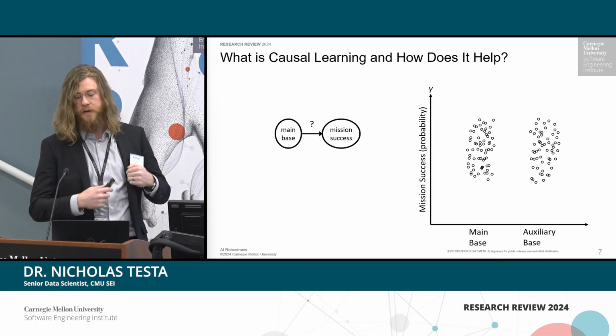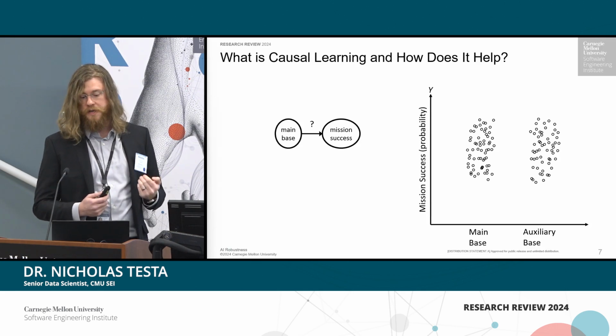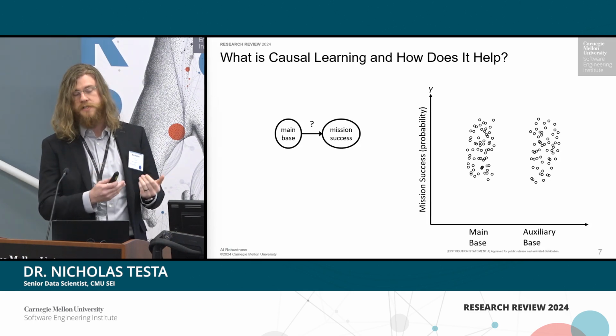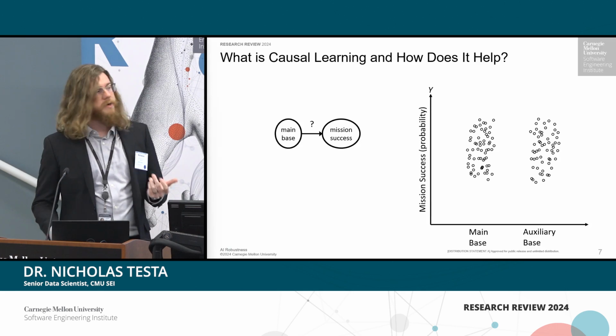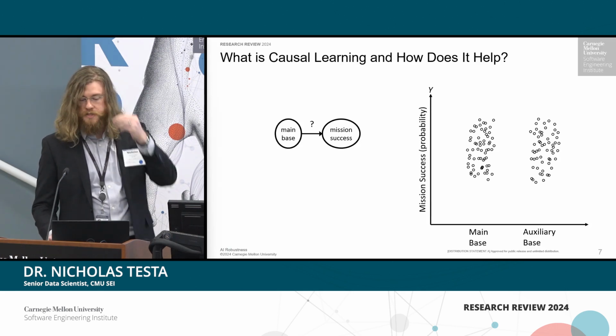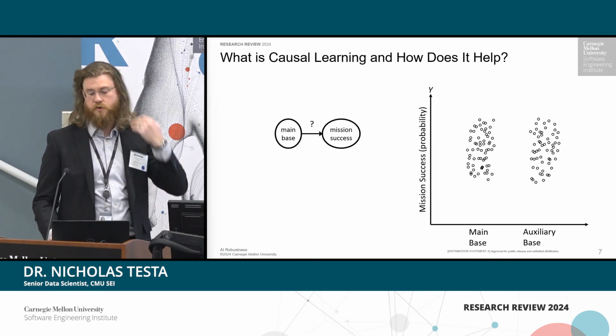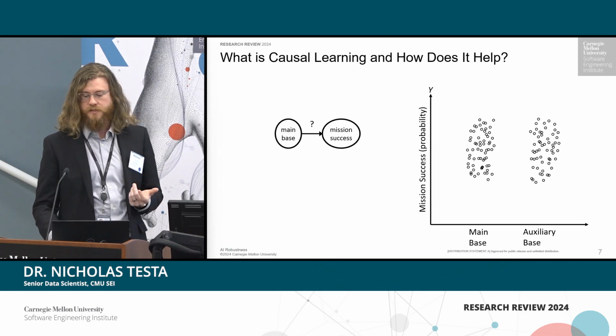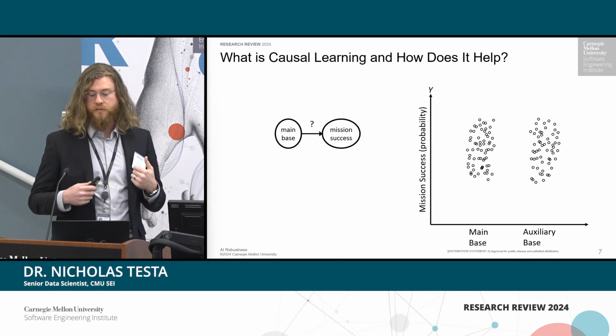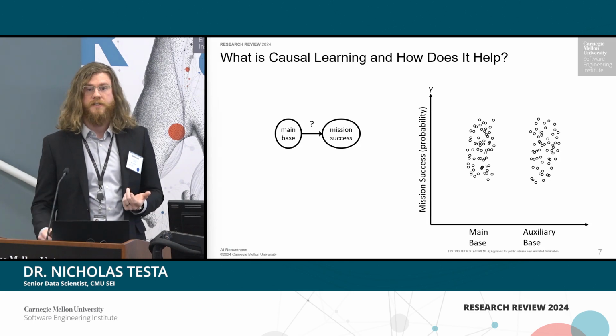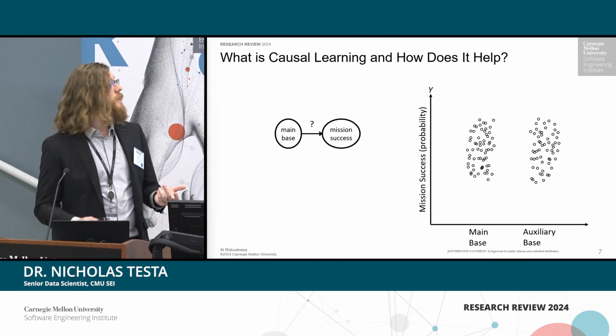So clearly, choice of main base, choice of which base to take off from, causes mission success to increase. But how do we test this formally? Until recently, there was no formal language or methodology for testing causal questions like this, which is where we get the age-old mantra, correlation is not causation. But this is where causal learning comes in.